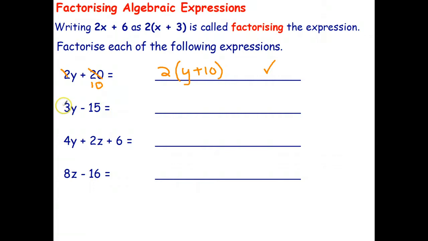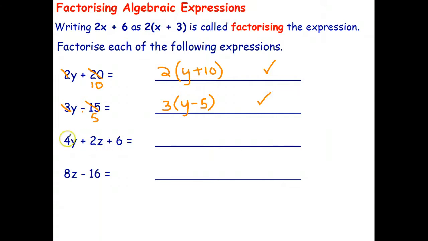The highest common factor of 3 and 15 is 3. Let's see what's left inside the brackets. So 3 divided by 3 is 1, so that just goes to y. And 15 divided by 3 is 5. So in the brackets we have y take 5. And quick check, 3 times y is 3y. 3 times 5 is 15. And we have subtract, so we have subtract. So I'm pretty confident that one's correct.